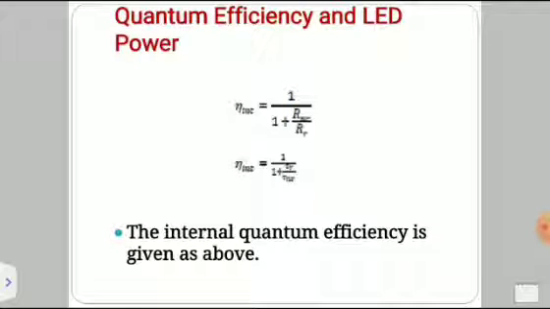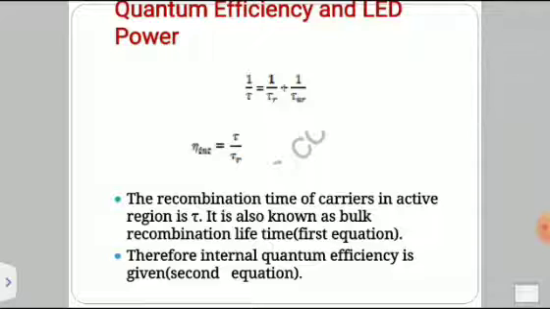Next, simplifying further, the internal efficiency can be simplified like this, that is 1 upon 1 plus Rnr by Rr. Next, if you consider this internal efficiency, it can be mentioned in terms of tau r and tau nr, and that equation represents that. The internal quantum efficiency is shown in the above equation. Next, this can be simplified further, that is 1 by tau is equal to 1 by tau r plus 1 by tau nr. The internal efficiency after simplification is tau by tau r.